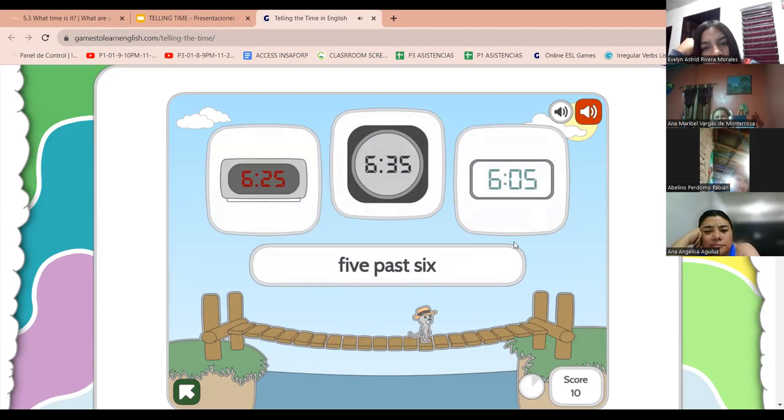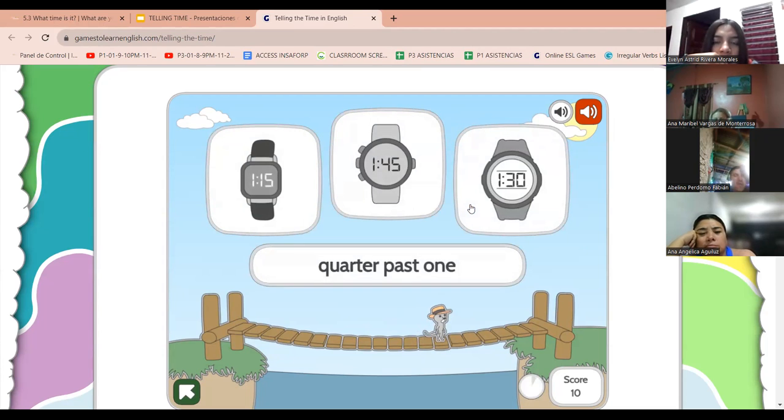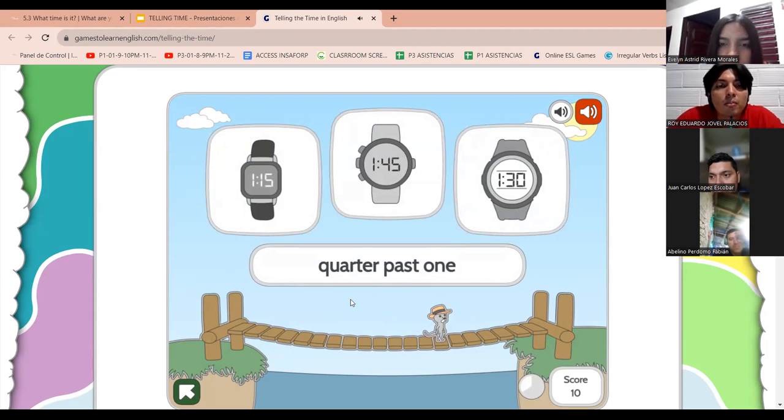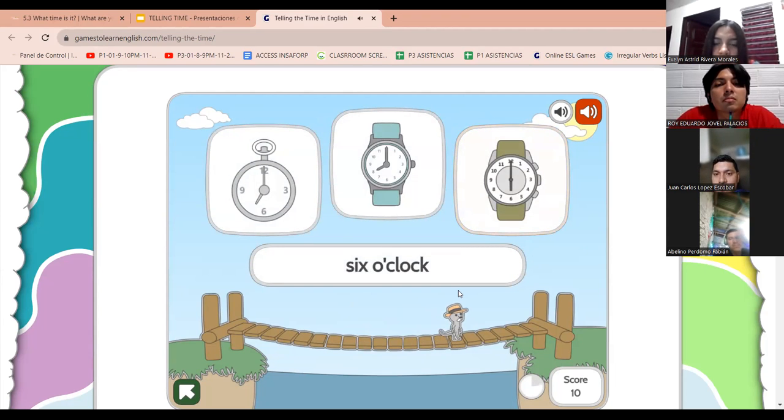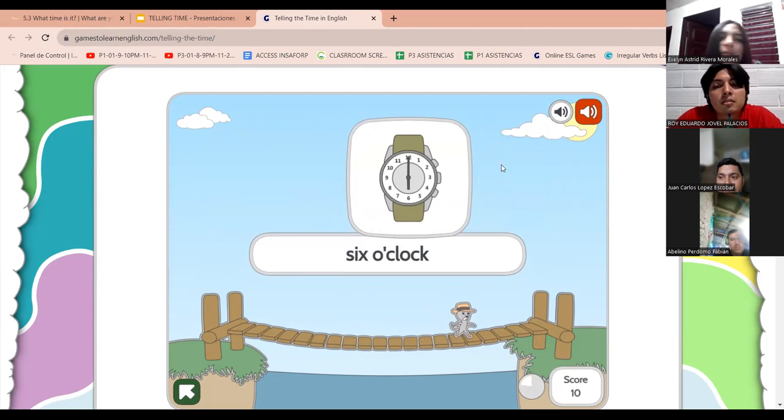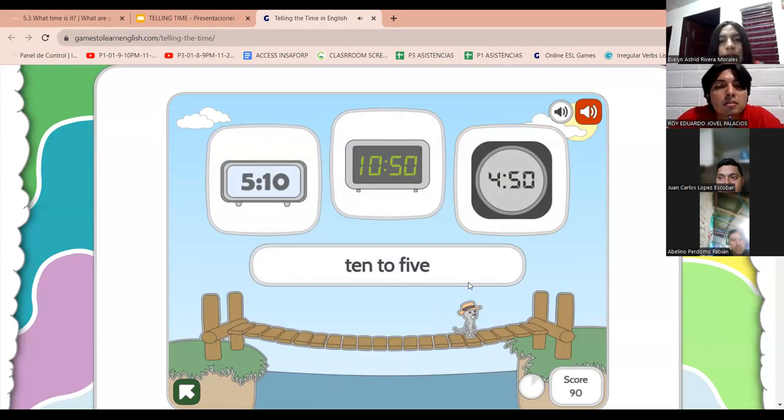Three. It's 5 past 6. 5 past 6. Option three. Number three. Good. It's quarter past 1. Quarter past 1? Option one. Six o'clock. 6 o'clock? Option three. It's 10 to 5. 10 to 5?